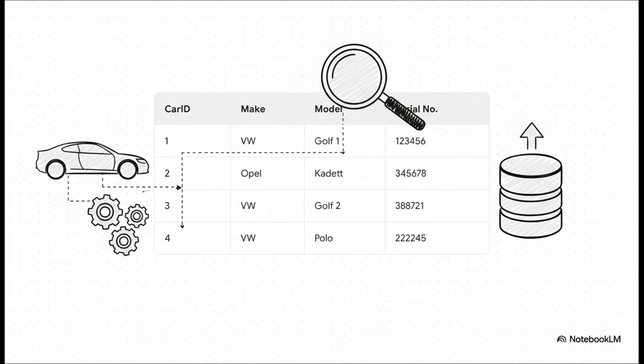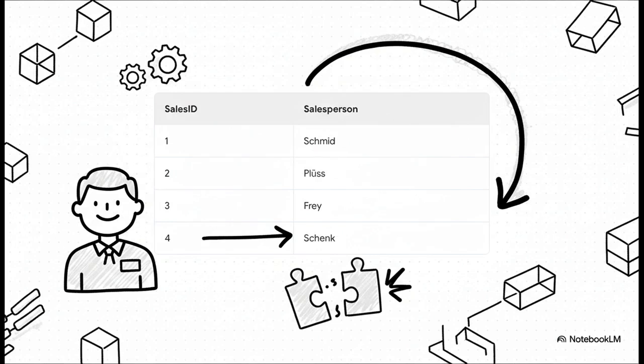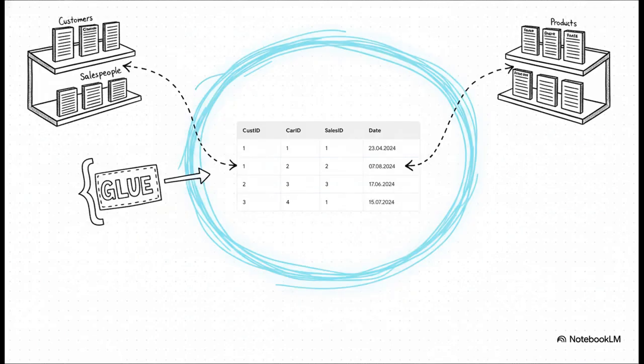We do the exact same thing for the cars. Here's our car table. It only contains information directly related to a car. Its ID, its make, its model, and its serial number. Clean, simple, makes perfect sense. And, of course, one more for our salespeople. The salesperson table just holds their ID and their name. That's it. And remember that insert anomaly? Well, we can now add a new salesperson right here without needing them to have made a sale first. So, insert anomaly, solved.